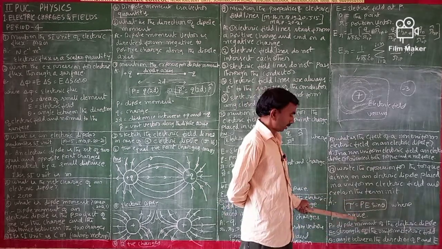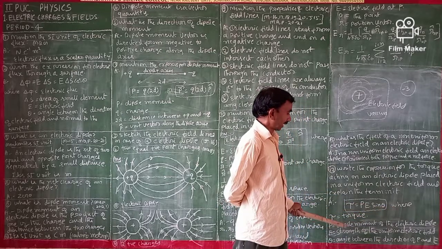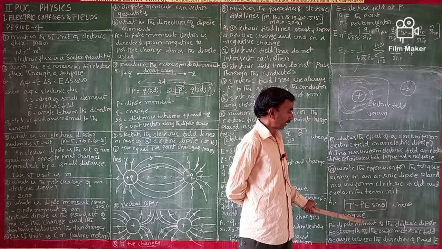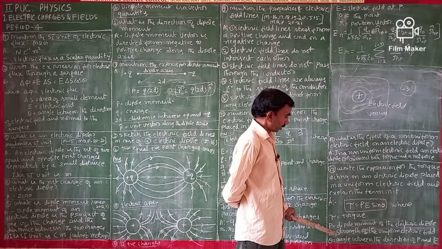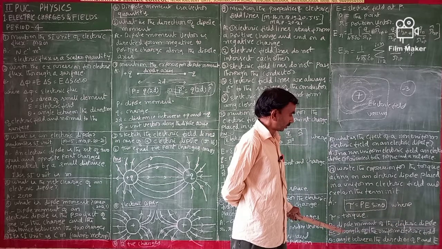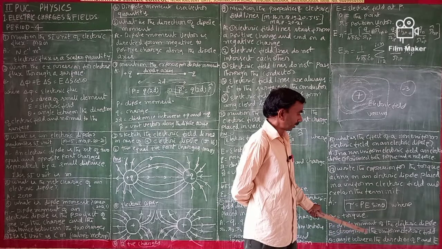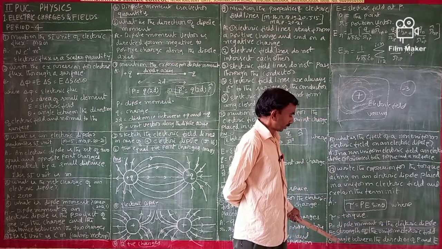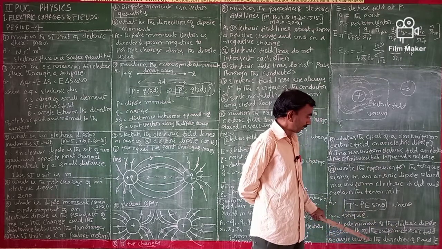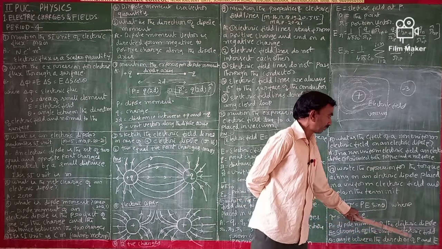Tau is equal to torque, P is equal to dipole moment of the electric dipole, E is equal to strength of the uniform electric field, theta is equal to angle between the direction of P and E.